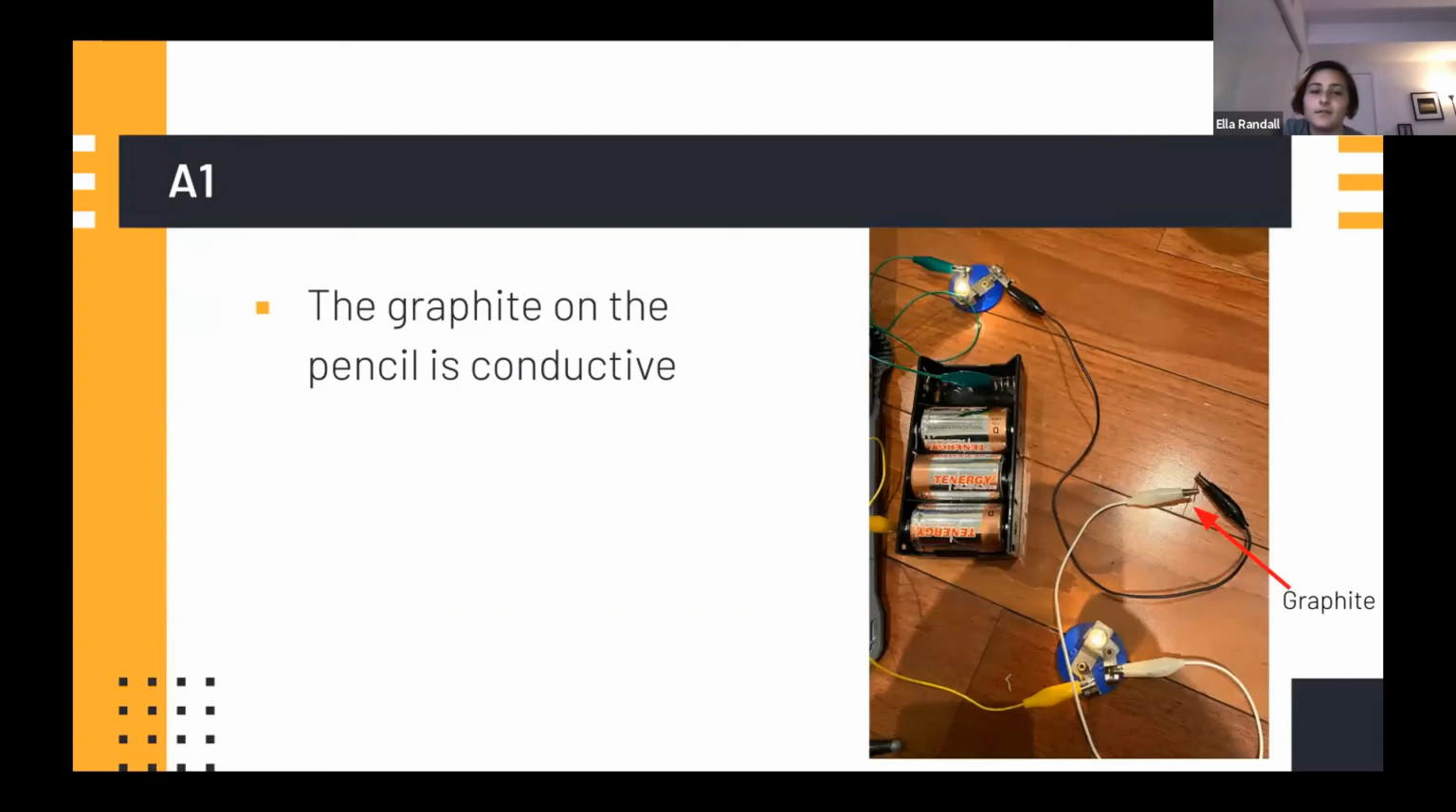Okay, so this is problem A1, and you hook up a piece of lead to the two wires in the circuit, and you see if it makes the lights light up. So basically the graphite in the pencil, and it's asking if it's conductive. The graphite in the pencil is conductive, and it makes the lights light up.